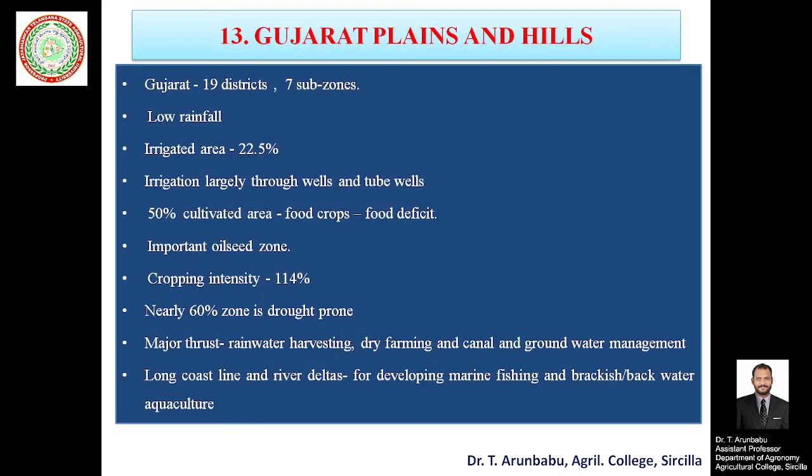And next one, Gujarat Plains and Hills. So it includes Gujarat 19 districts, and it includes 7 subzones. Low rainfall areas can be identified, and irrigated area is 22.5% only, and 50% of the cultivated area is under fruit crops, food deficit areas, and important oilseed zone, and the cropping intensity is 114%. Nearly 60% of the zone is drought prone area, and major thrust in this zone is rainwater harvesting, dry farming, canal and groundwater management, and long coastline and river deltas for developing marine fishing and brackish water and backwater aquaculture, it is a huge opportunity.